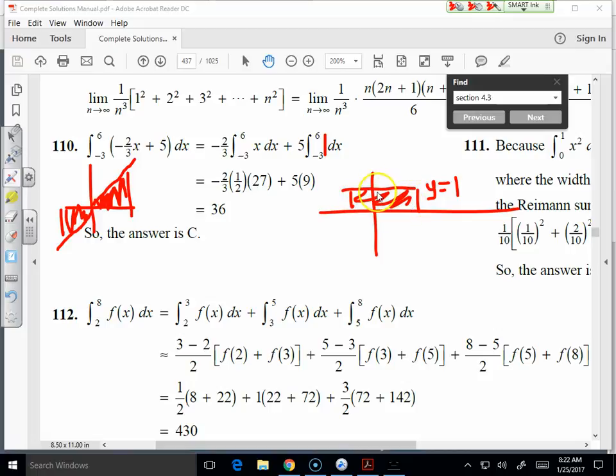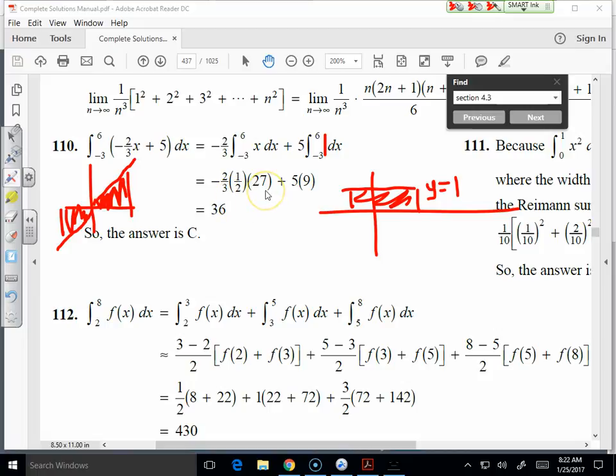A rectangle with a height of 1 and a base of 9, and it's all multiplied by 5. So 5 times 9 times 1, that's where they get this dude. And then this one, they did the positive triangle plus the negative triangle, and that's how they got the rest of the answer.